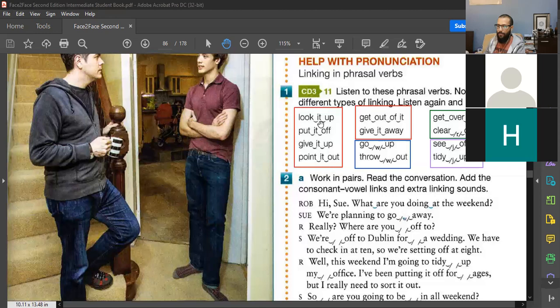And the first type, which is the most common, is consonant vowel. Then we have W, then R, and the last one is the Y sound.